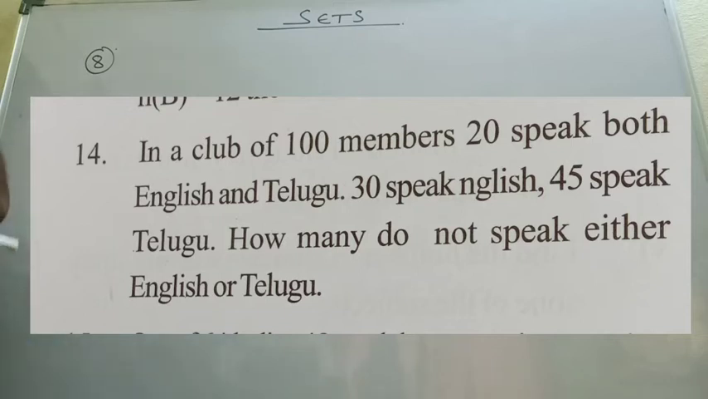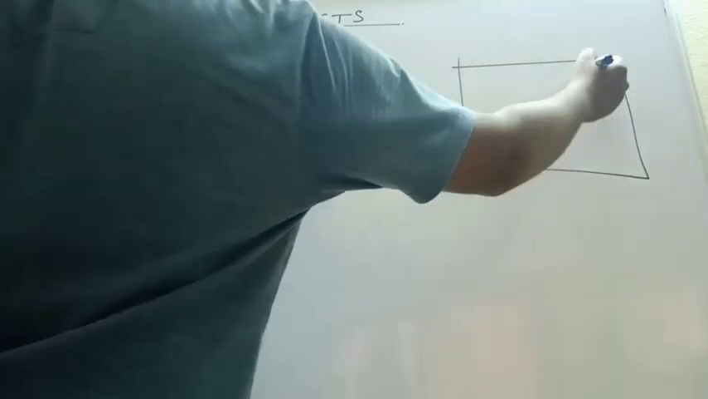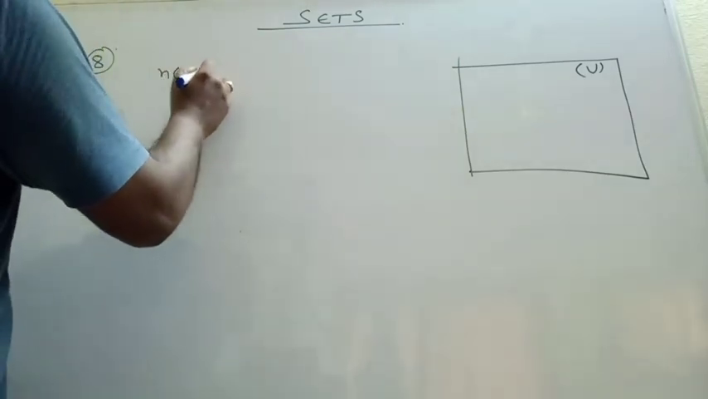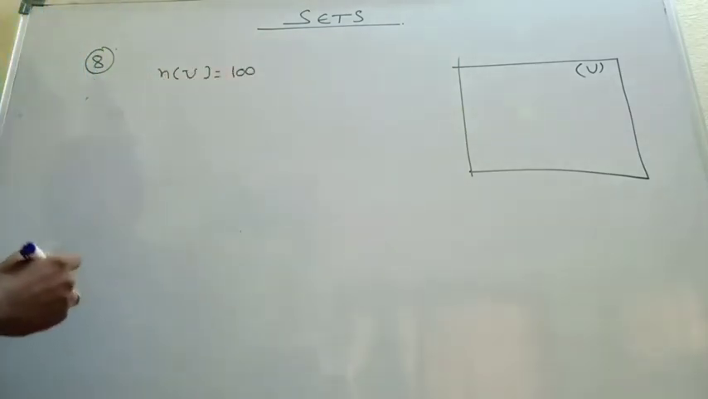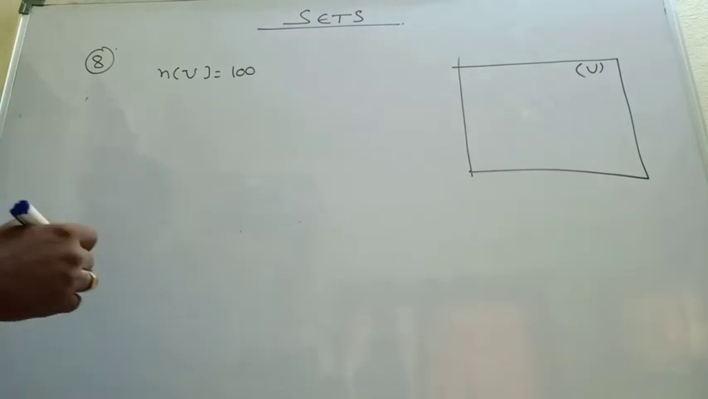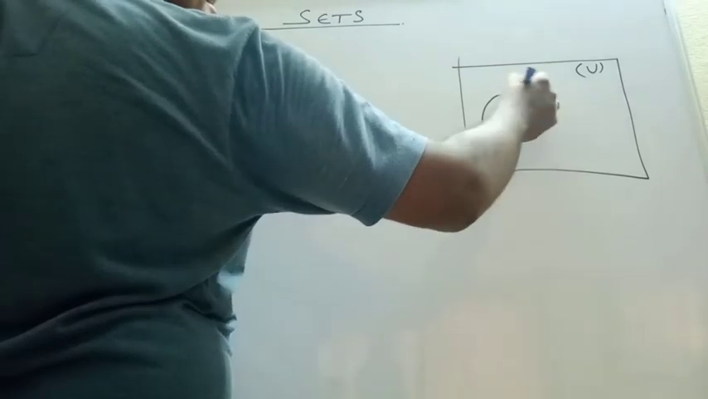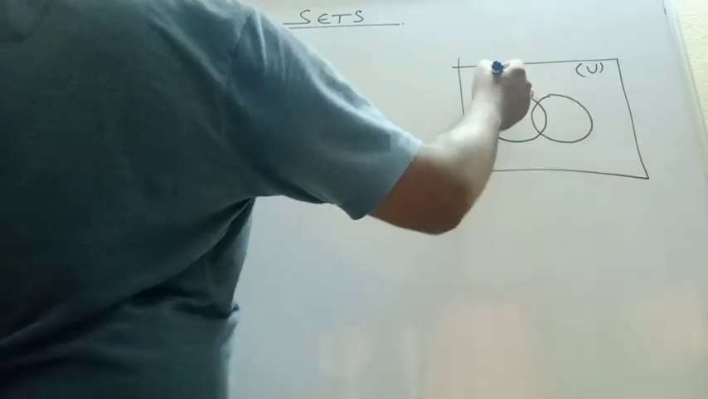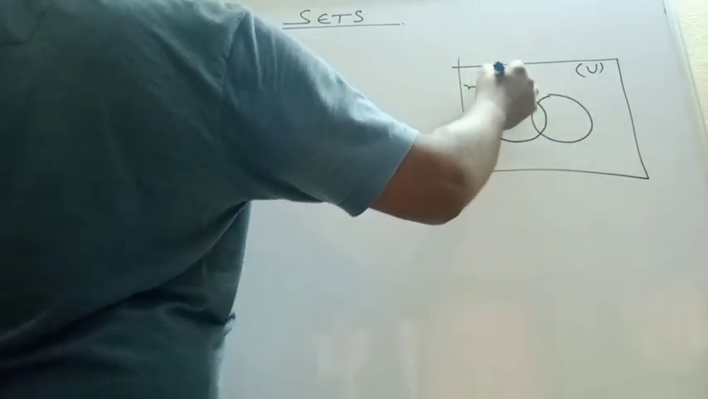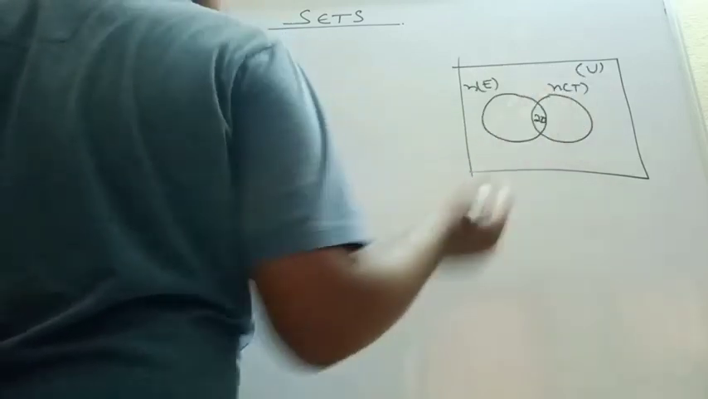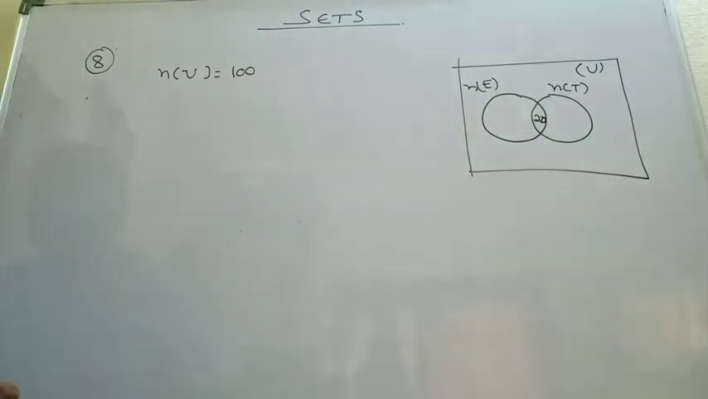Okay, in a club of 100 members, right, my dear students, we will try to write the Venn diagram for this. You have a club of 100 members, that is U. N of U is equal to 100. N of U means universal set, that equal to 100 members you are having here like this. 20 speak both English and Telugu, right? We have here English and Telugu like this. This is E we have here, N of E, and this is N of T. 20 speak both like this. I am writing there. 20 speak both English and Telugu.